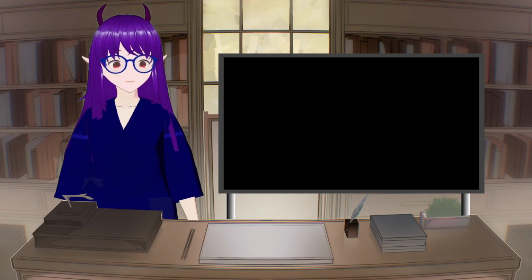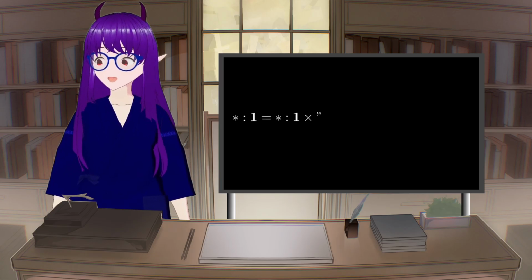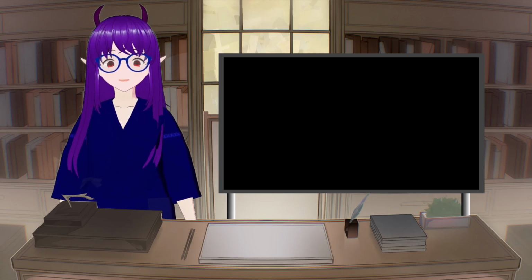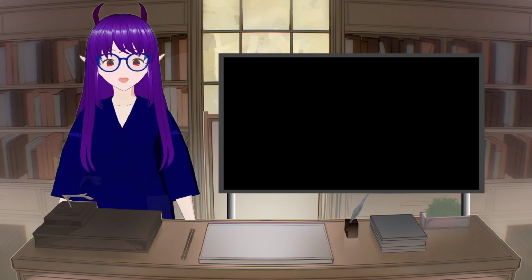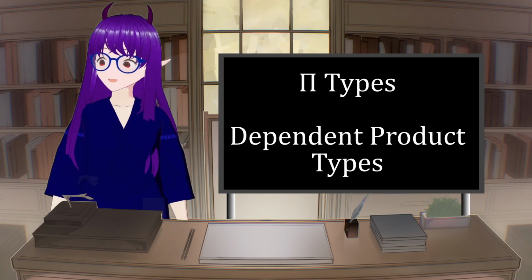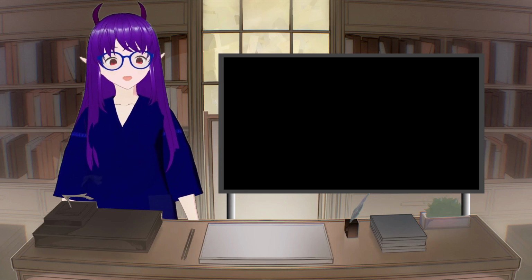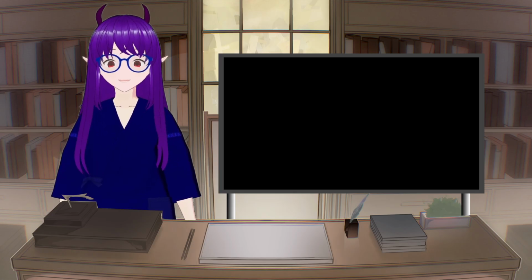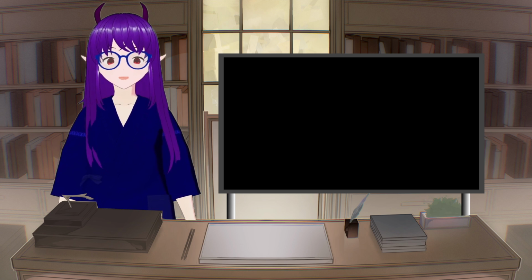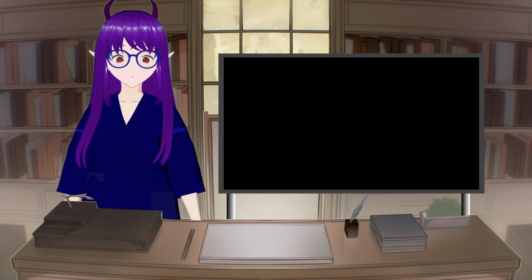Pi types. Product types are great when you want to say two things are true, even when you want to say three things are true. But what if you want to say that something is true for an infinite amount of types? That's when dependent function types come in handy, also called pi types. This extends product types into an unfixed or infinite family of elements. It is type theory's equivalent to for all.